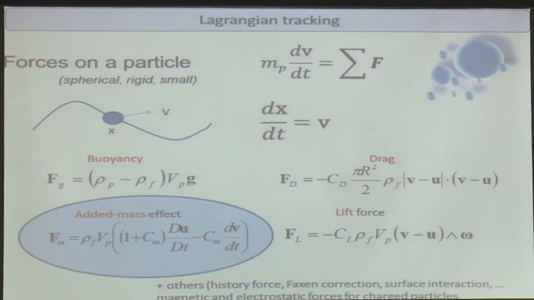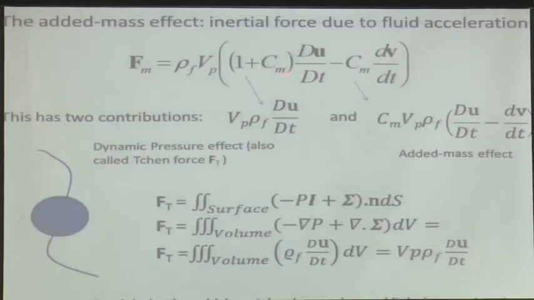So now we are going to look at acceleration. You see that in this expression, here you have du by dt, which is the acceleration of the fluid, and dv by dt is the acceleration of the particle. And it has an effect on the force. You will see that we have two contributions. One is that one, and the other one is what is called the added mass effect. So first, we are going to look at the force due to fluid acceleration.